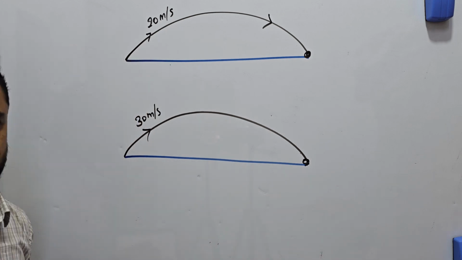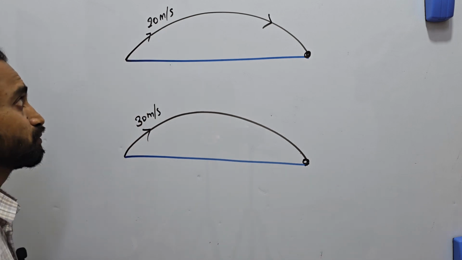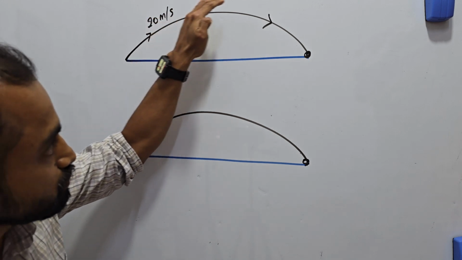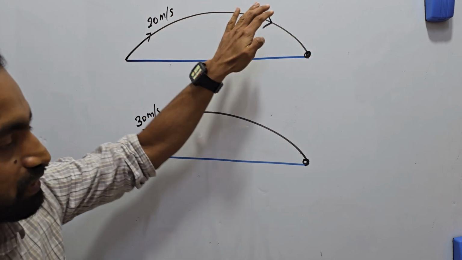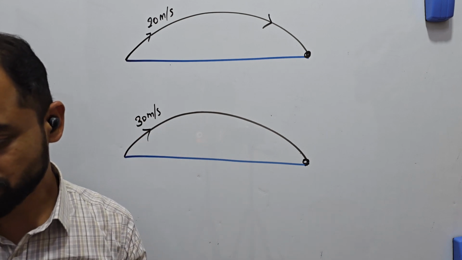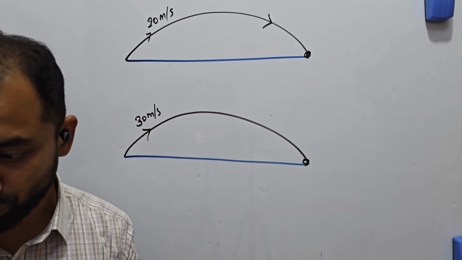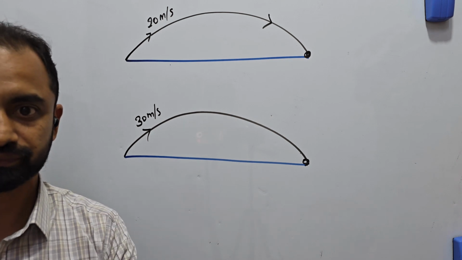Second one will reach faster. Which one will stay more time in the air? Yeah, the first one will take more time in the air. So what will be the answer? Ball 1 is in the air for a shorter time than ball 2.